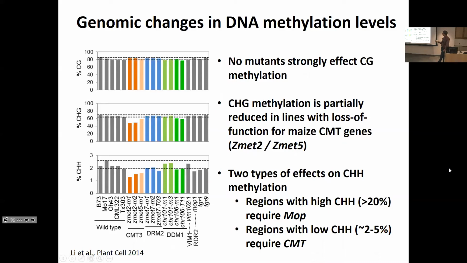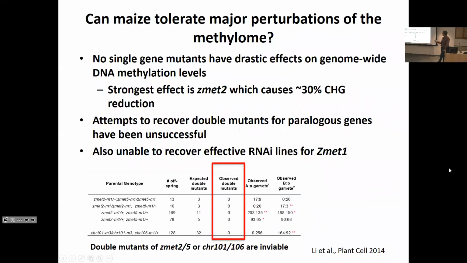So we have not been able to really perturb the methylome substantially. And if I take two paralogs and I attempt to create a double mutant, I cannot recover that double mutant. So maize, there's now evidence in rice from several groups. Tomato has similar evidence that if you really affect methylation in most plant genomes, you struggle to get back viable plants. So Arabidopsis might be a bit of an outlier in how easy it has been to recover really strong loss of function mutations that affect methylation.